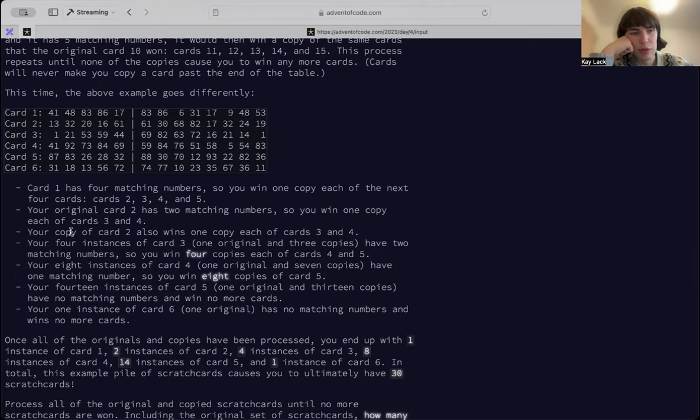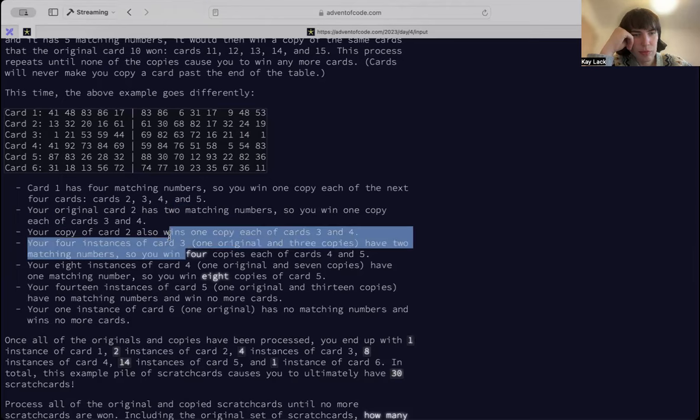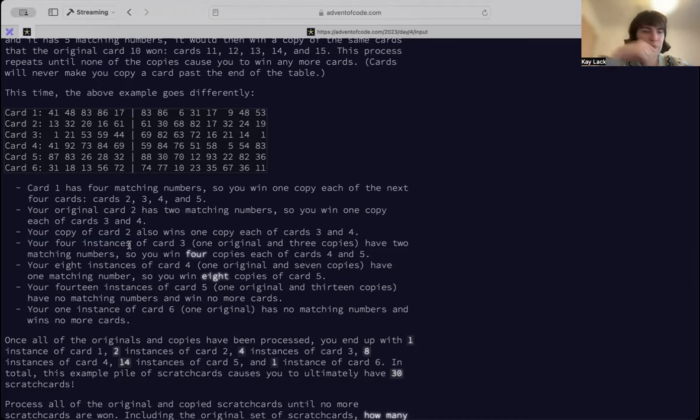Your copy of card two also wins one copy of cards three and four. Oh dear. Your four instances of card three, one original and three copies, have two matching numbers. So you win four copies each of cards four and five. Your eight instances of card four.